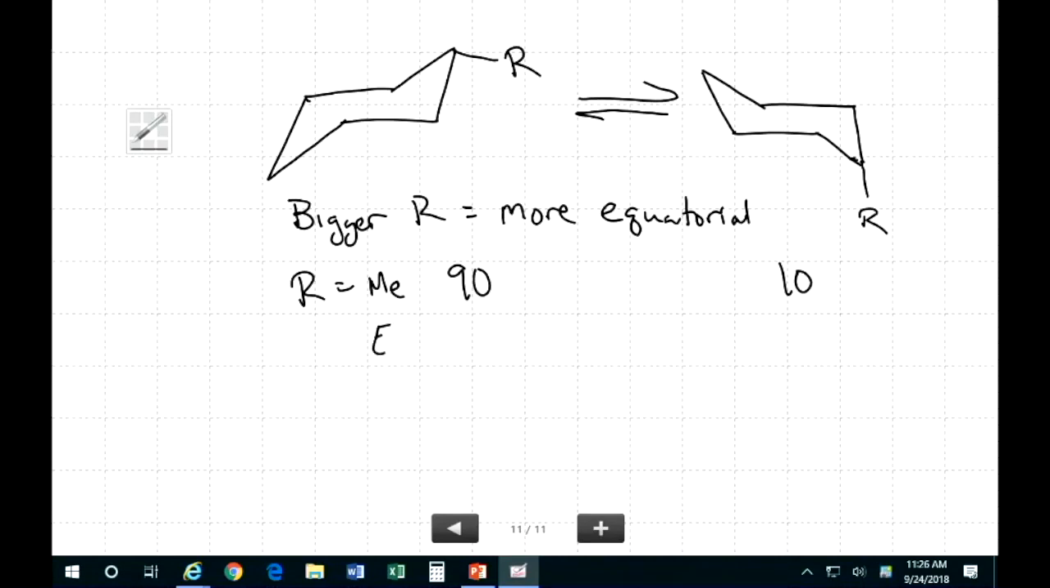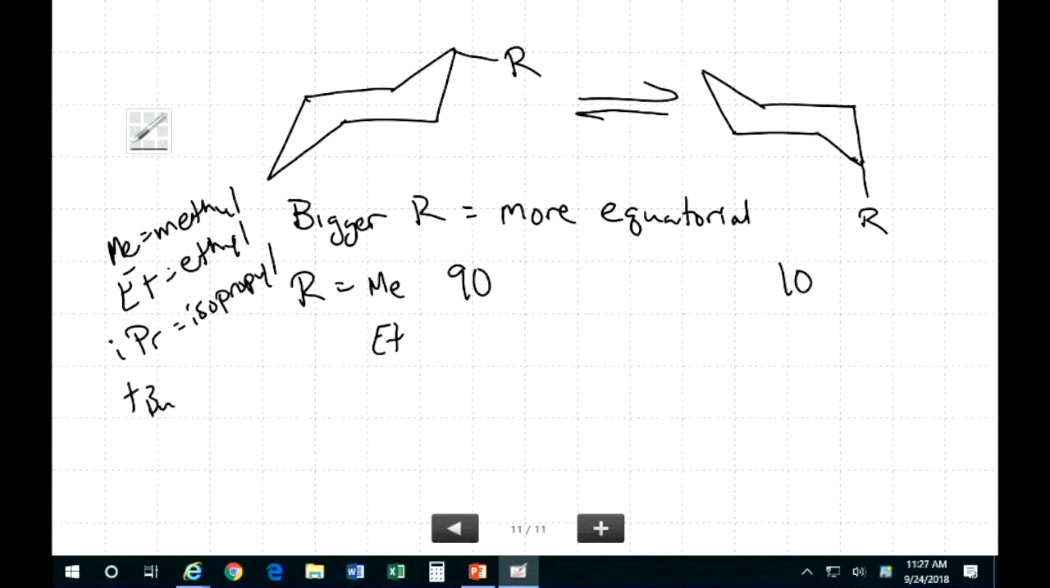When we have ethyl, let's make sure everyone's on board here: Me equals methyl, Et equals ethyl. I always forget to do this every semester, so I'm going to make sure I do it now. iPr equals isopropyl, and t-Bu is tert-butyl.